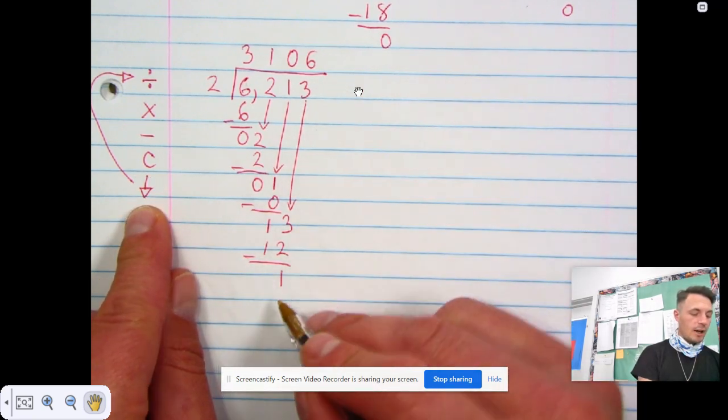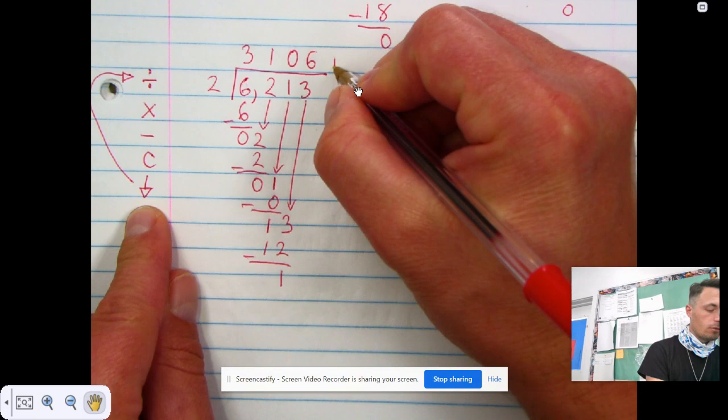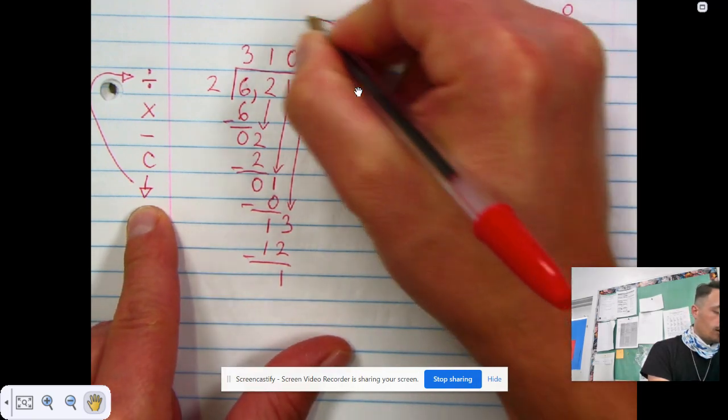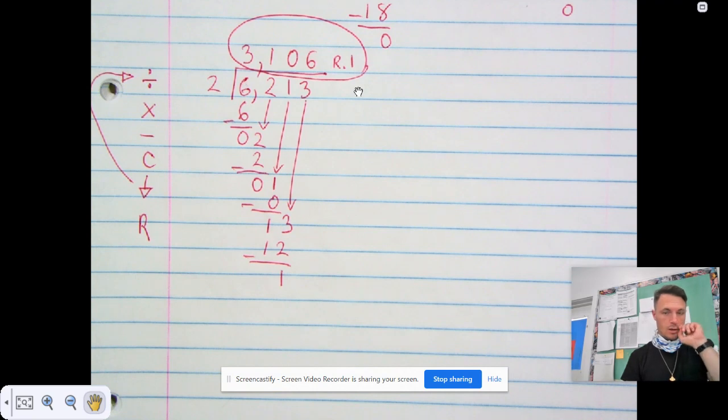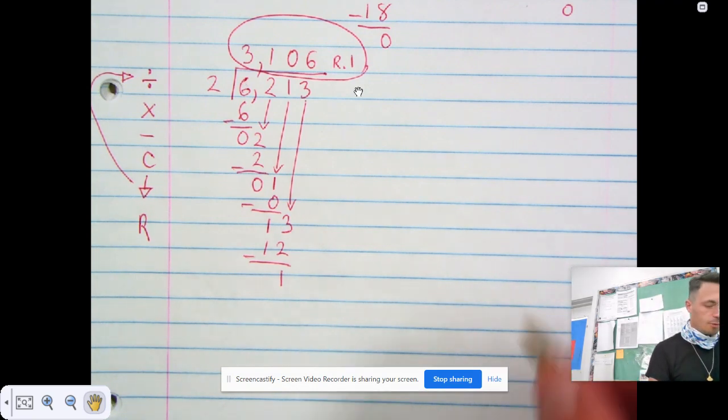There's nothing left to bring down. We do have a remainder. So we write remainder 1. And that's our final answer. 3,106, remainder 1. Okay? Let's do another example together.